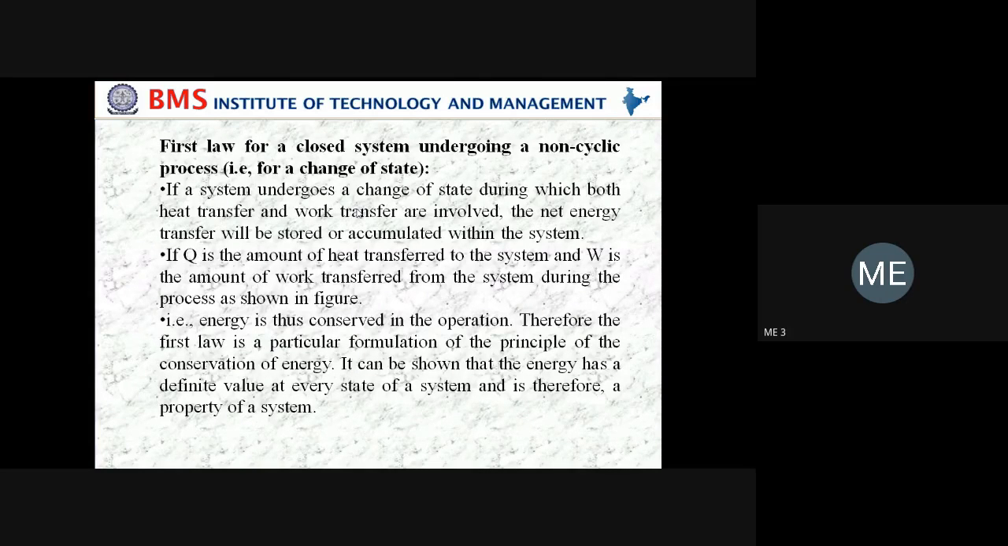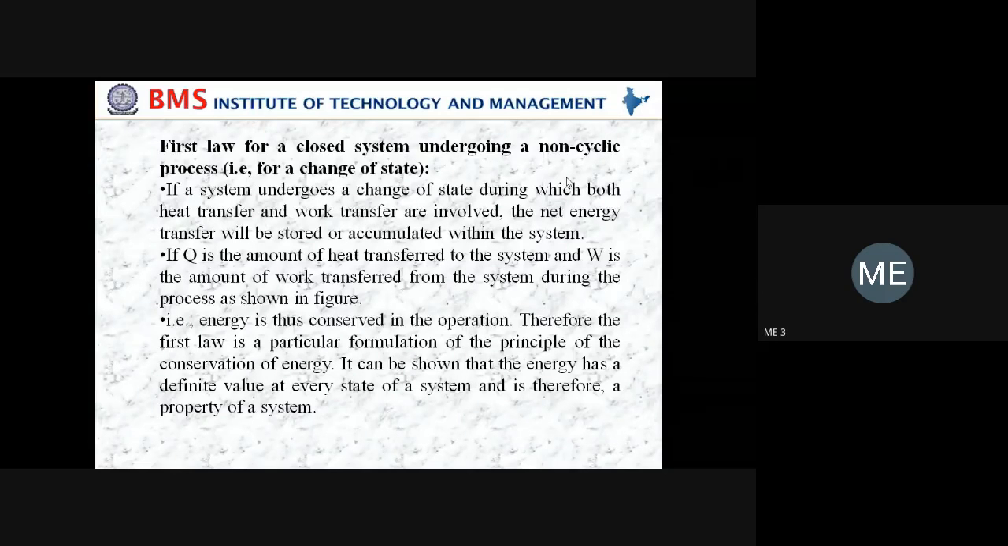First point: if a system undergoes a change of state during which both heat transfer and work transfer are involved, then the net transfer will be stored or accumulated within the system. As I said, the first law of thermodynamics mainly deals with energy interaction. Energy is neither created nor destroyed. We can take heat into the system and work from the system, or work into the system and heat from the system. Like that, heat and work interaction takes place between system and surroundings.